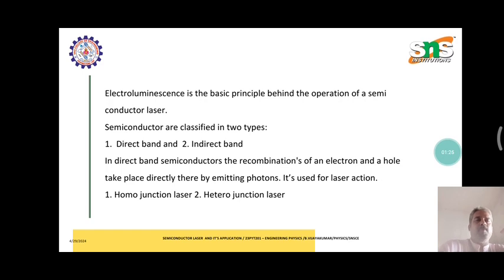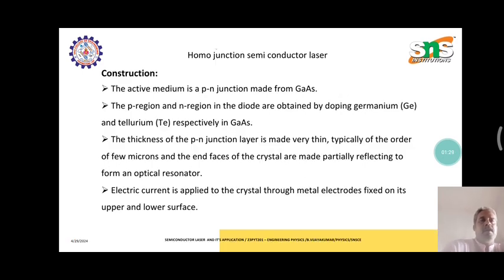These are two types: one is the homojunction and another one is the heterojunction. So, homojunction semiconductor laser construction we discussed. First, the active medium is a PN junction made of gallium arsenide. The P region and N region in the diode are obtained by doping germanium and tellurium respectively in gallium arsenide. The thickness of the PN junction layer is made very thin, typically of the order of a few microns, and the end faces of the crystal are made partially reflecting to form an optical resonator. Electric current is applied to the crystal through metal electrodes fixed on its upper and lower surfaces.